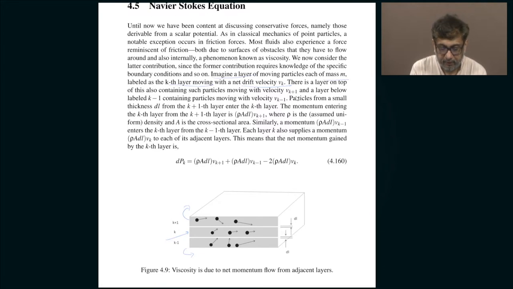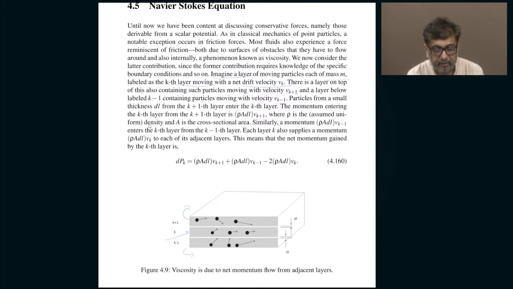There are also particles moving on the k plus 1 layer with velocity v_(k+1), and below that v_(k-1). The idea is that the particles from a small thickness dl will enter the kth layer. So the particles get exchanged between these layers. That is one way of modeling viscosity: the layers talk to each other in this way, which means there will be an exchange of momentum between the layers. So how does that work?